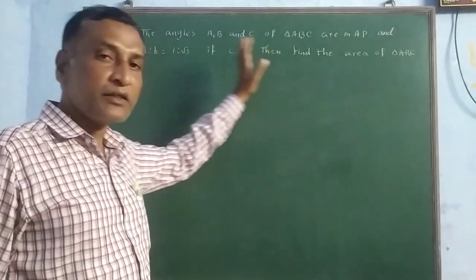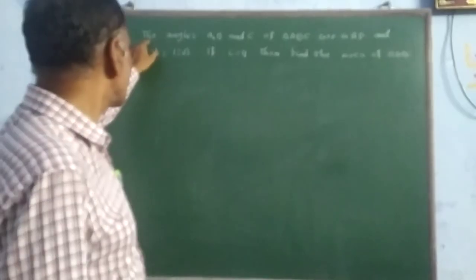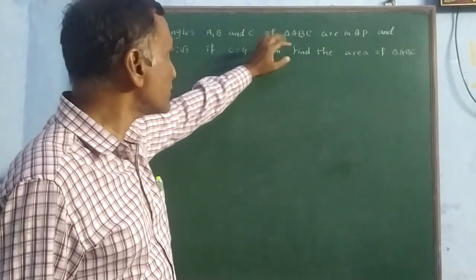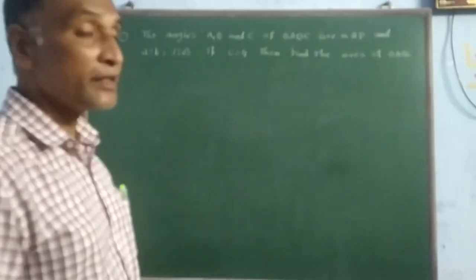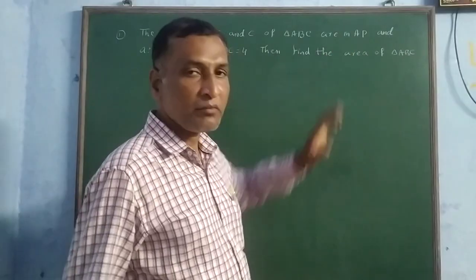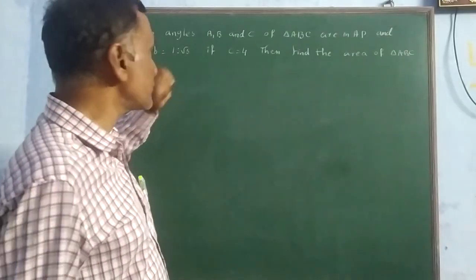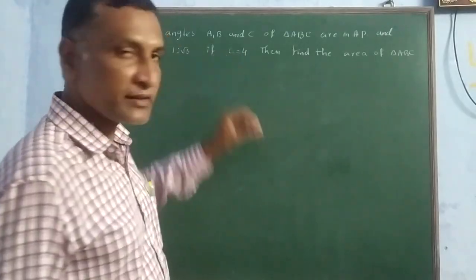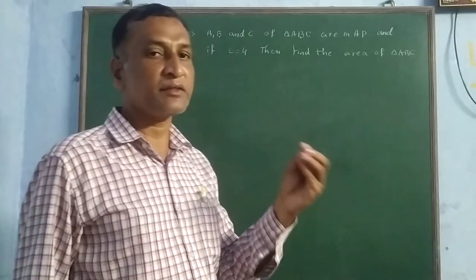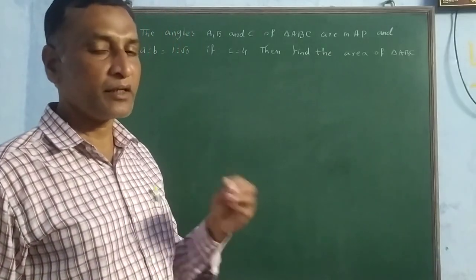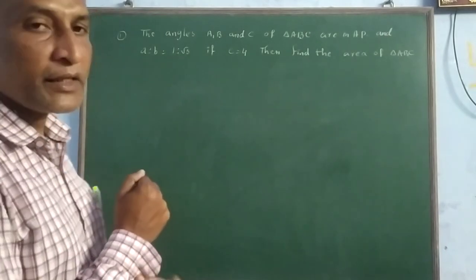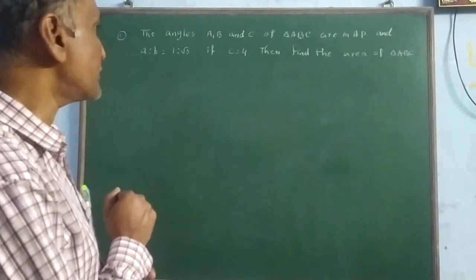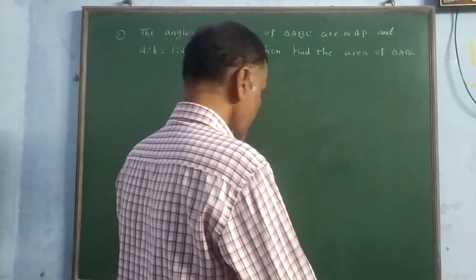First of all, we can read the question carefully. The angles A, B and C of triangle ABC are in AP, AP full form arithmetic progression, and a is to b equal to 1 is to root 3 is given. This statement, c equal to 4. These are your sides: small letters a, b, c are sides, capital letters A, B, C are angles. Now find the area of triangle ABC. How can we find out this problem?